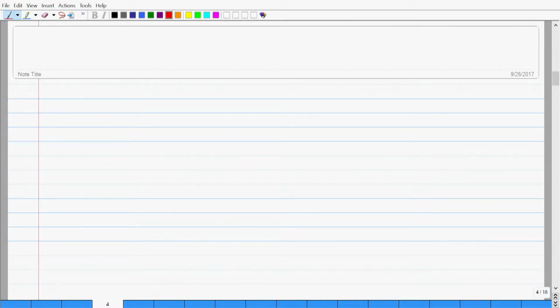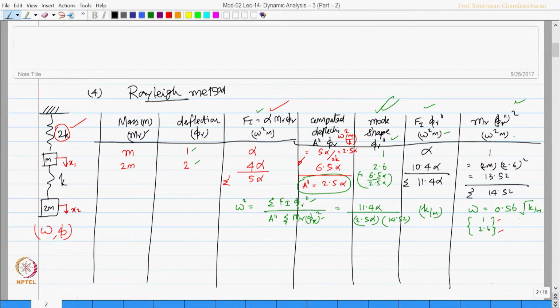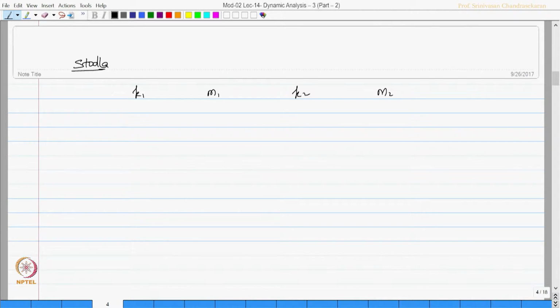Let us try to solve the same problem for experience by stored law. So, let us say K1 and M1, K2 and M2. In the given problem, you can see K1 is 2K and K2 is K, M1 is M and M2 is 2M. So, we will use that. K1 is 2K, M1 is M, K2 is K and this is 2M. Okay.